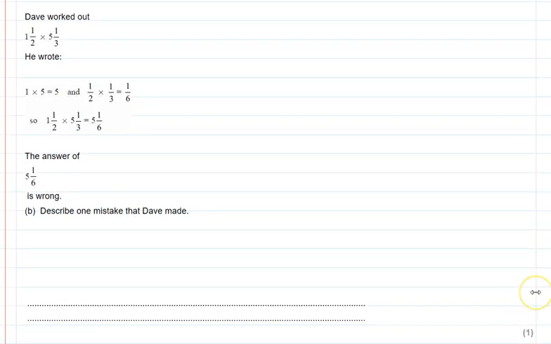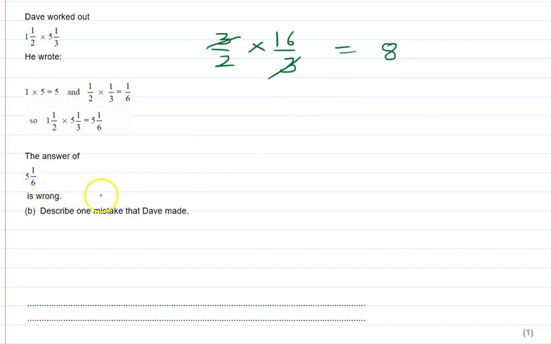Now if you see here, they have worked out 1 and 1 over 2 times 5 and 1 over 3. So let's write down here. 2 times 1 is 2 plus 1, so it should be 3 over 2. 3 times 5 is 15 plus 1, 16 over 3. What they have done is multiply 1 times 5 is 5 and 1 over 2 times 1 over 3, that is 1 over 6, and they have written 5 and 1 over 6. If you see, this 3 and 3 will be cancelled out. 16 divided by 2 will be 8 here. So the answer 5 and 1 over 6 is wrong.